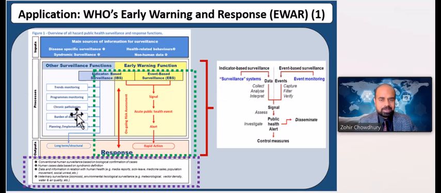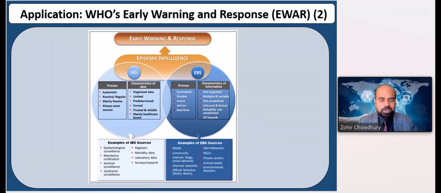of this combined system that WHO calls the early warning and response system, where both event-based surveillance and indicator-based surveillance are integrated together. Another depiction of this WHO surveillance integration can be seen here.